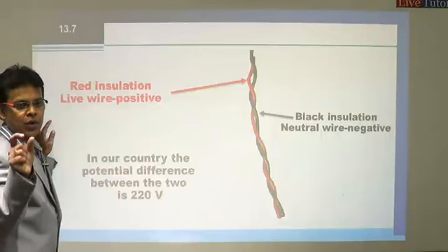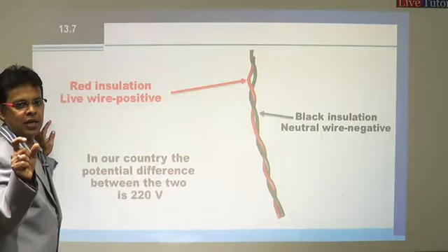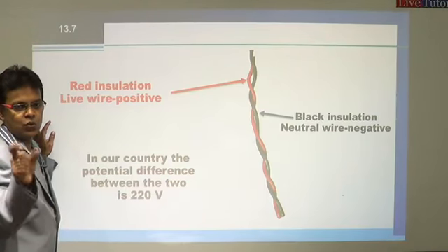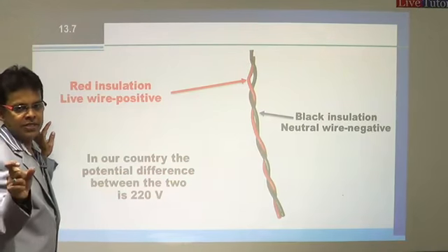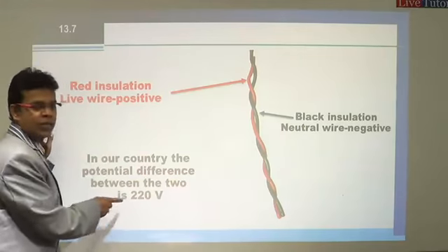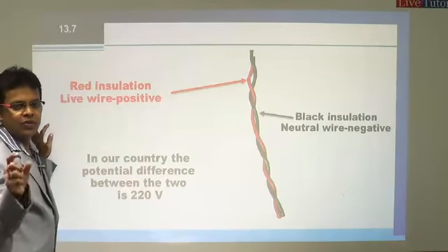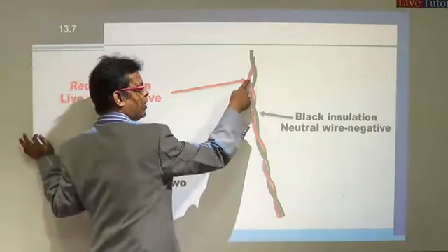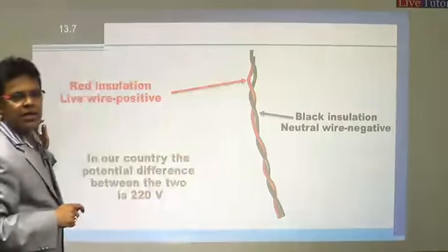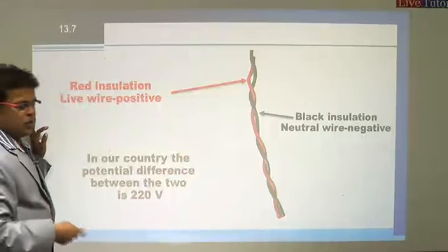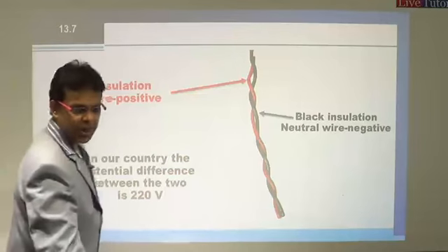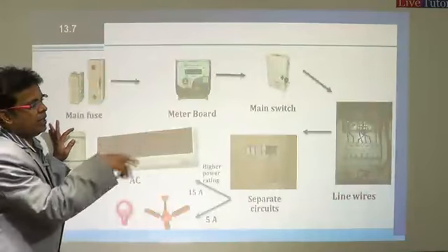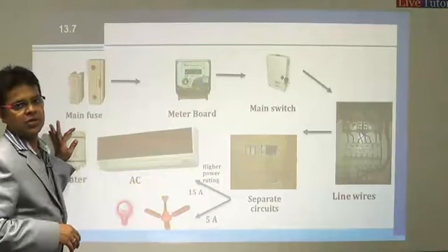And I have already told you how we express this current in India. It is 220 volts, 50 hertz. So this 220 volt is nothing but the potential difference between the live wire and the neutral wire. So that is the number you have to remember. Yeah, potential difference.